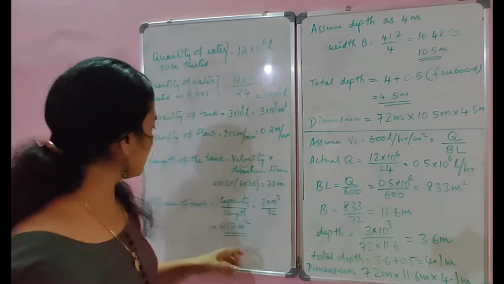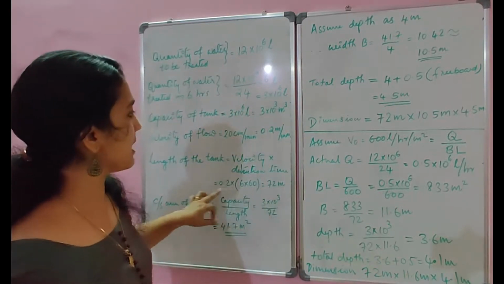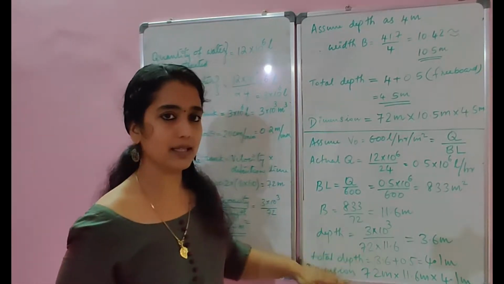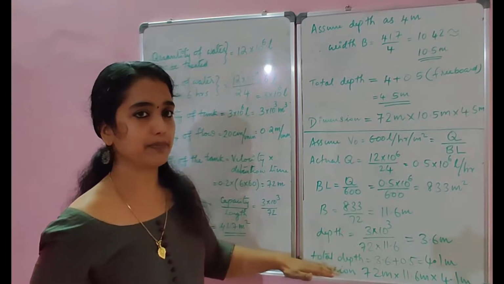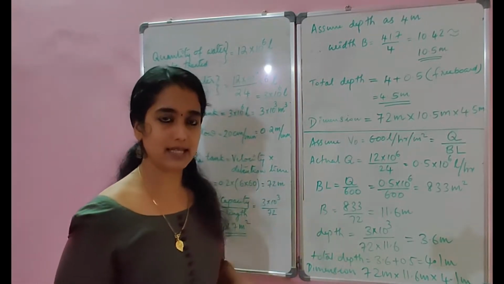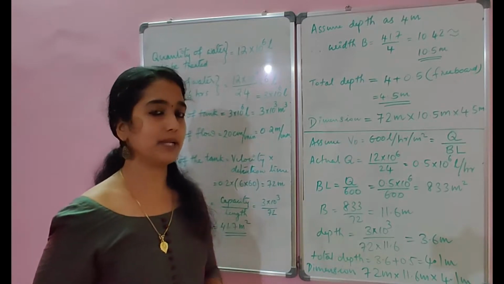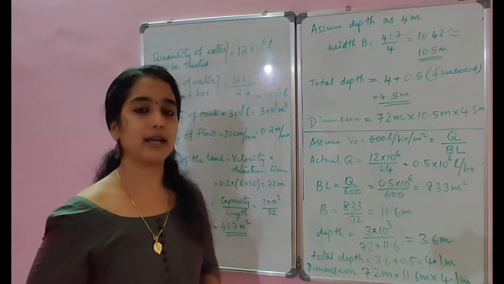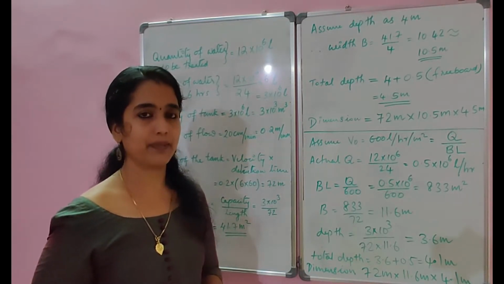Up to the length calculation it is the same, and after this step we continue with the second method. By these two methods, both the answers are correct, both the designs are correct. You can accept either of these methods to solve the design of a plain sedimentation tank.